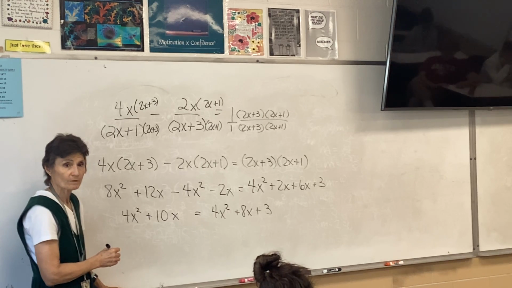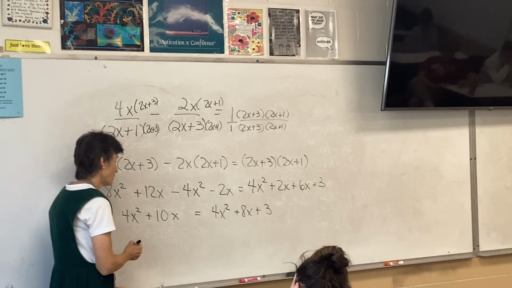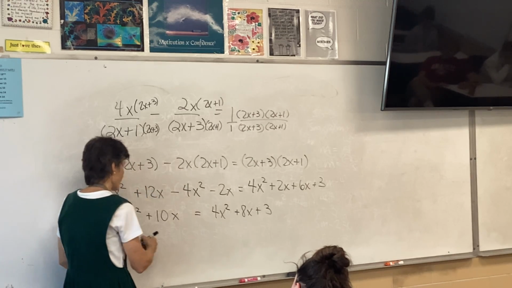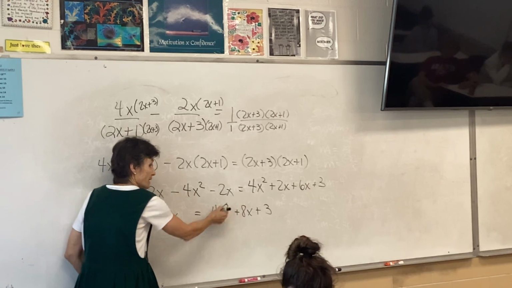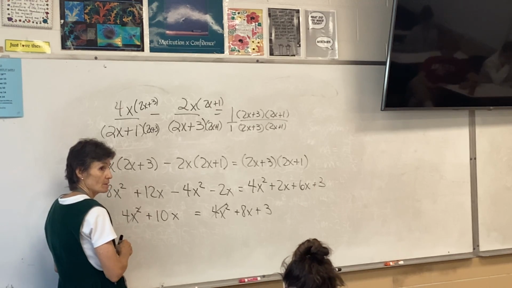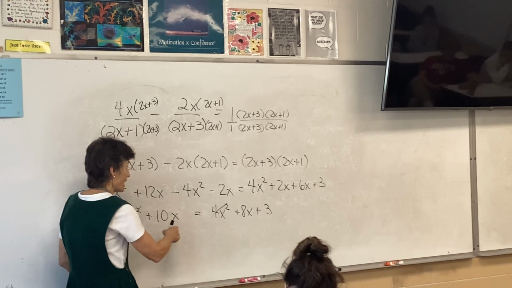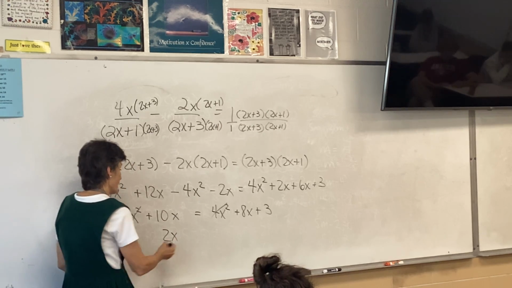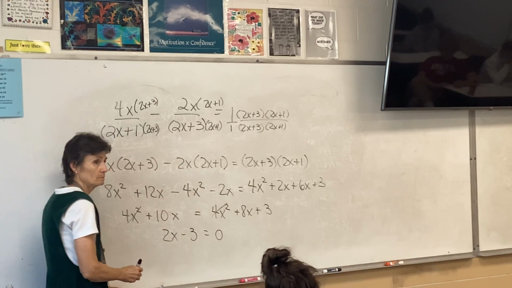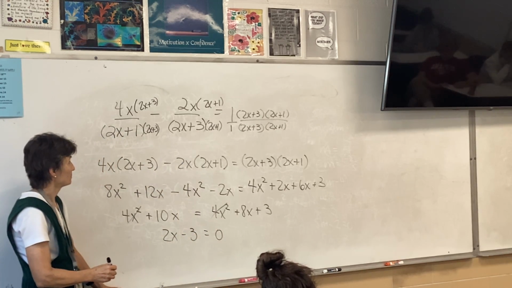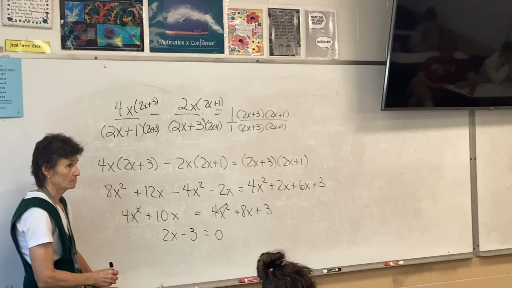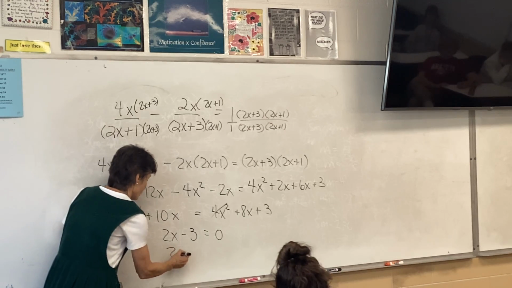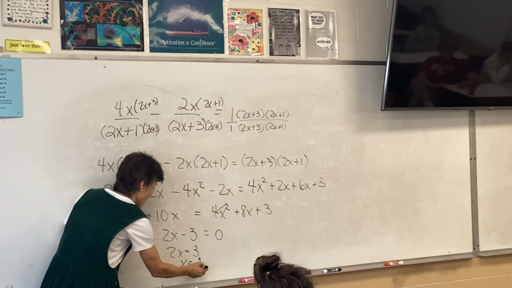Move everything to one side. It doesn't matter which side you go to. What's going to happen when I move this 4x squared over here? They're going to cancel, aren't they? I'm going to subtract it over. Then when I subtract my 8x, I'm going to get 2x minus 3 equals 0. Is that okay? So 2x equals 3 and x equals 3 halves.